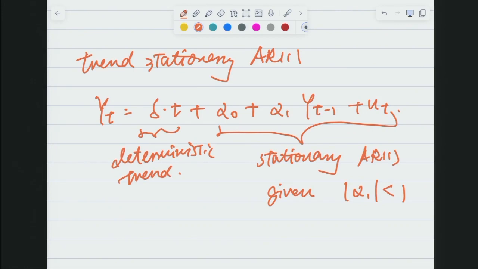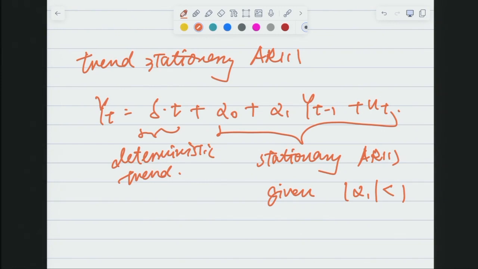So the trend stationary AR1 is stationary around the deterministic trend delta t, which means once we detrend it, it will resume stationarity, okay? Anything that is trend stationary is itself non-stationary, because it's stationary around the trend. The trend makes it not stationary. The trend stationary series can be made stationary by detrending. It's the detrended series that is stationary. Okay, so be careful with the terminology. So this is the deterministic trend.